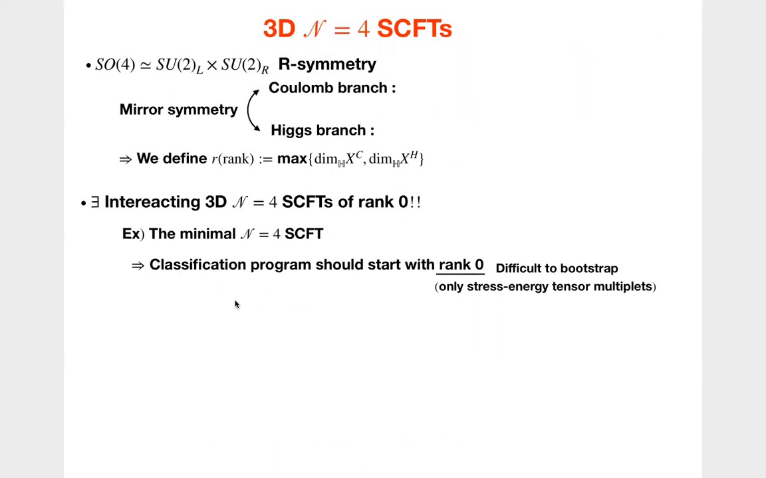In 3D, there could be rank 0 CFTs with other numbers of supercharges. So if you are interested in classifying all the superconformal field theories with four supercharges in three dimensions, we should start from the rank 0 CFTs. This is the simplest class. But unfortunately, these theories are very difficult to study using conventional approaches such as the conformal bootstrap, because they don't have any structure other than the N=4 supersymmetry.